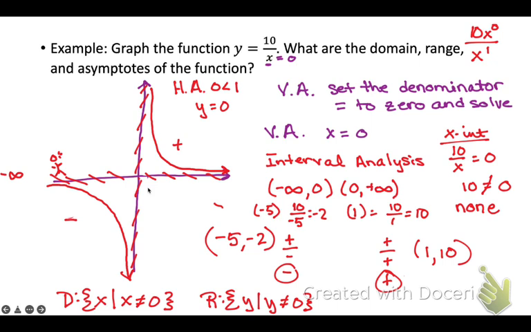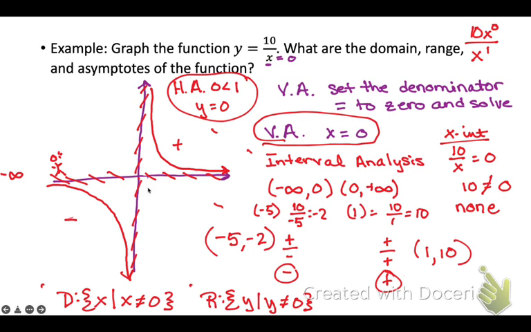We did it. We have the asymptotes. We have vertical asymptote and horizontal asymptote. And we have domain, range, vertical, horizontal, and graph. Okay. So we're going to put this in your calculator.